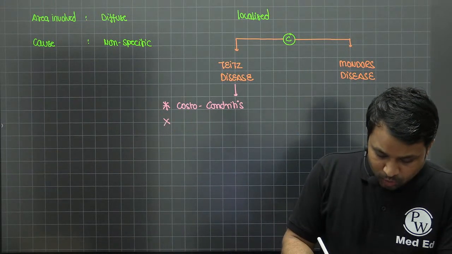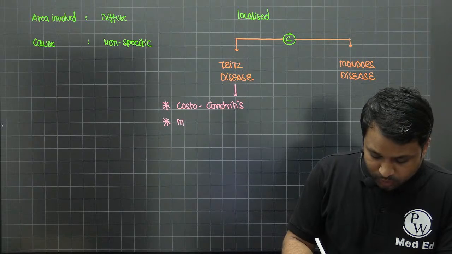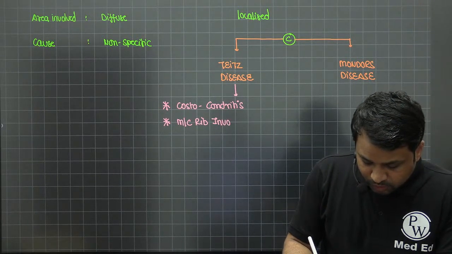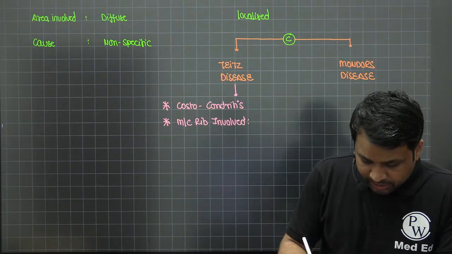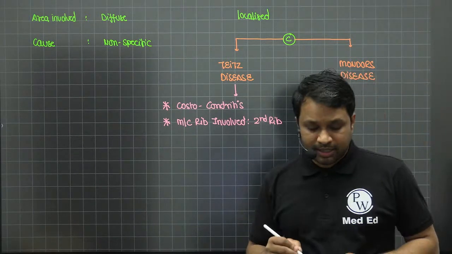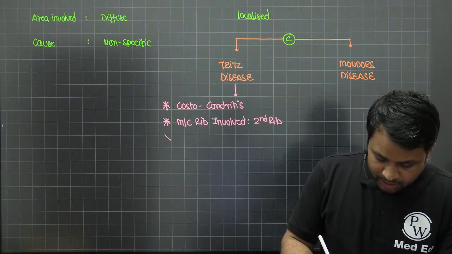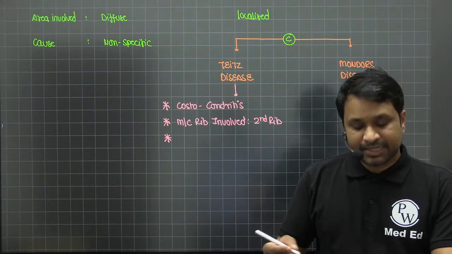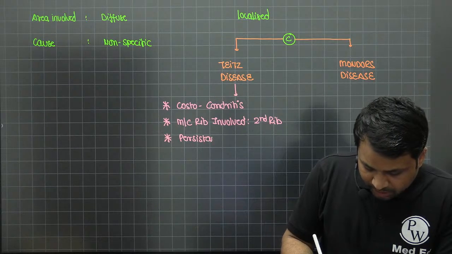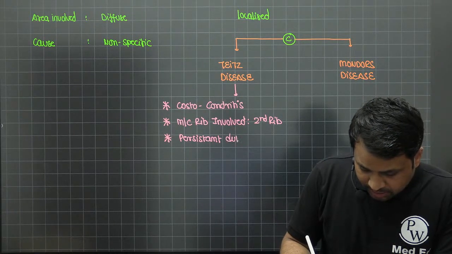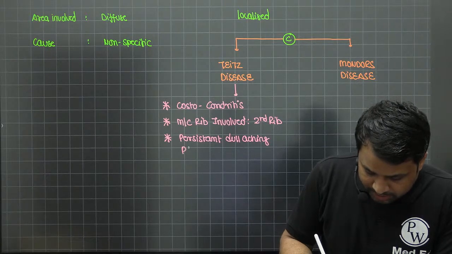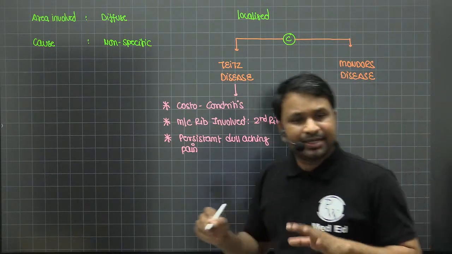Now, if they ask you what is the most common rib involved, it is going to be the second rib, and there will be a persistent dull aching pain. There will be a persistent dull aching pain, and this is what you have in a patient of Tate's disease, right?